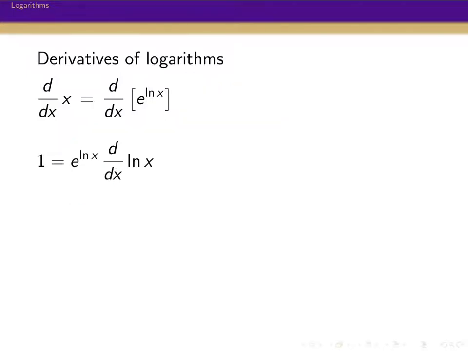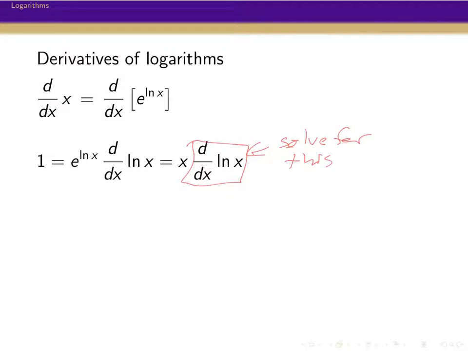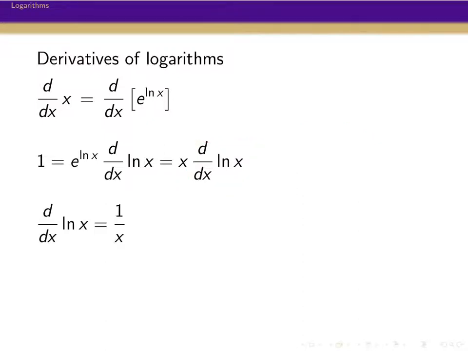There it is. And then if you notice, we've got e to the natural log of x again. And what does e to the natural log of x equal? Well, it equals x. So we can swap that in. And so we end up at the end with 1 is equal to x times whatever the derivative of natural log of x is. Well, we can solve for this just by dividing by x. And so what we end up with is that the derivative of natural log of x has to equal 1 over x. And this should make us really happy.